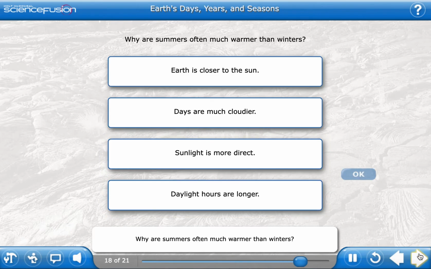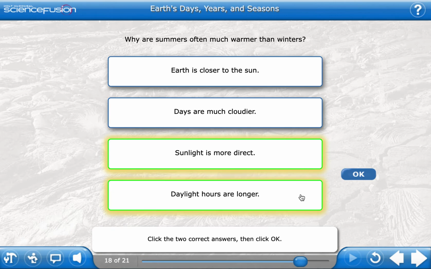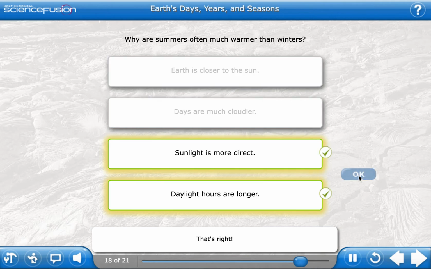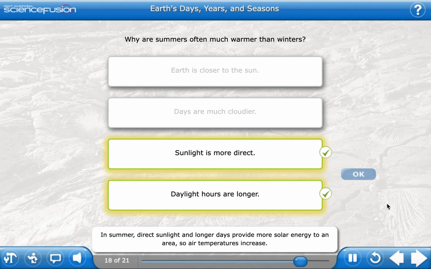Why are summers often much warmer than winters? Click the 2 correct answers, then click OK. That's right! In summer, direct sunlight and longer days provide more solar energy to an area, so air temperatures increase.